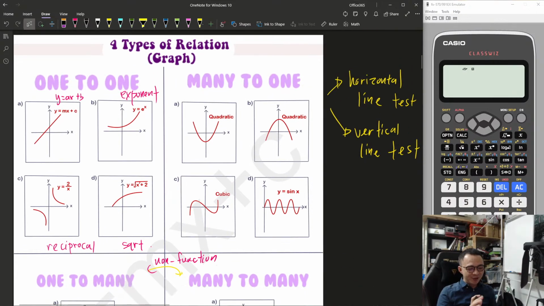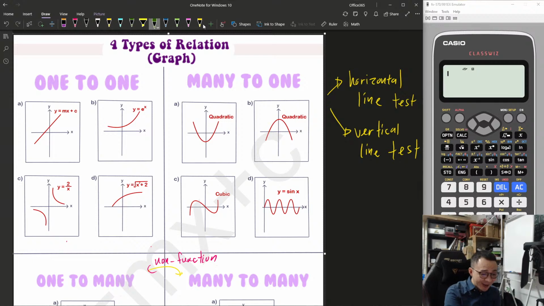Okay, so right now what we want to do is the horizontal line test, for what we call a one-to-one function. Let me choose a nice color. Let's choose some green color. Is it green? Okay, good.